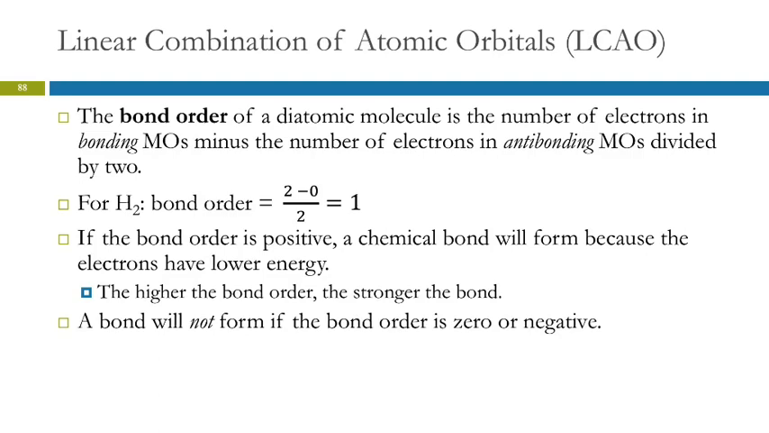If you have a bond order that's positive, the chemical bond will form, because that indicates that by forming the bond, the electrons will have lower energy, and that's a favorable thing. The stronger the bond, the higher the bond order. If you have a bond order that's 0 or negative, then a bond will not form, because there'd be no energy benefit if it was 0. Your energy would get higher if the bond order was negative, and so then the bond wouldn't form either.